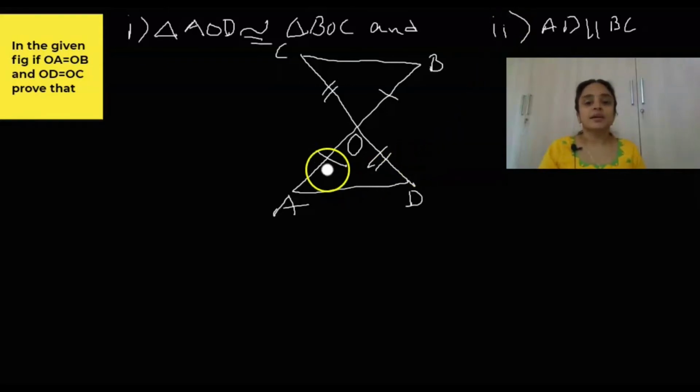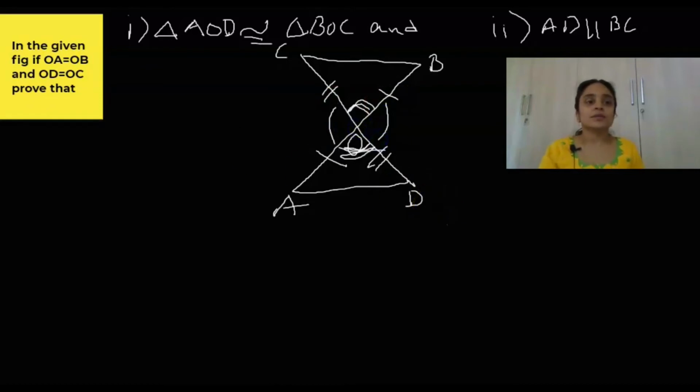And here, OA is equal to OB, OC is equal to OD. And are these two angles equal, angle AOD and angle BOC? Can they be equal? Yes, because they are vertically opposite angles. Vertically opposite angles will be equal. If two lines intersect each other, then the vertically opposite angles will be equal. These two angles will be equal and these two angles will be equal.